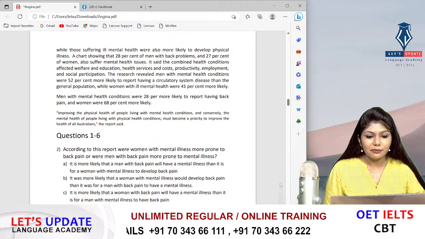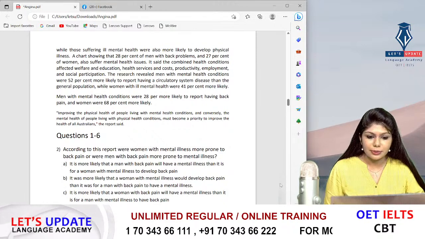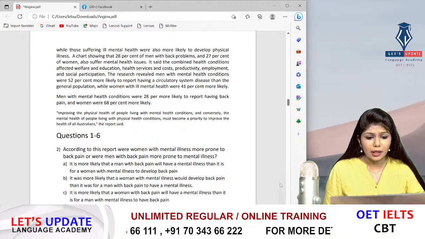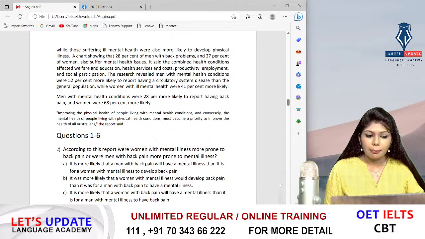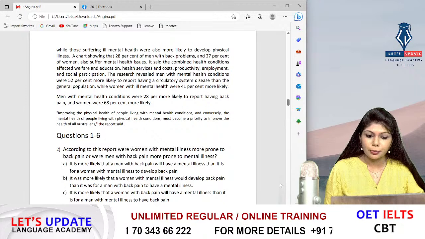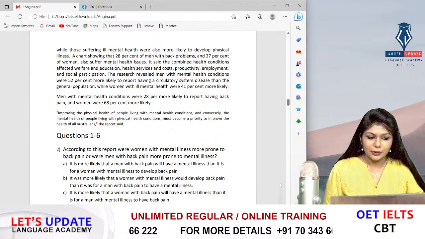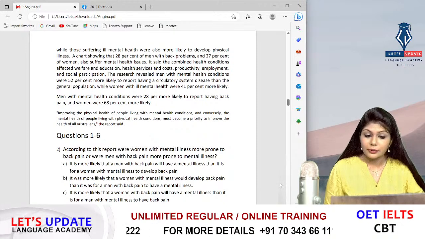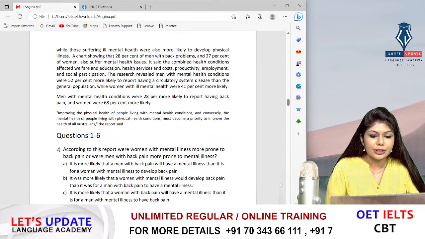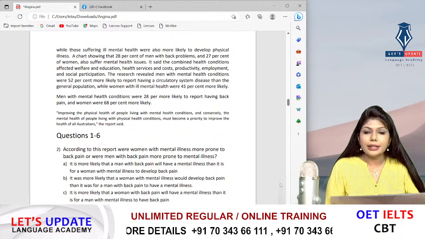Research revealed men with mental health conditions were 52% more likely to report having a circulatory system disease than the general population, while women with ill mental health were 41% more likely. Men with mental health conditions were 28% more likely to report having back pain, and women were 68% more likely. Improving the physical health of people living with mental health conditions, and conversely, the mental health of people living with physical health conditions must become a priority to improve the health of all Australians, the report said.